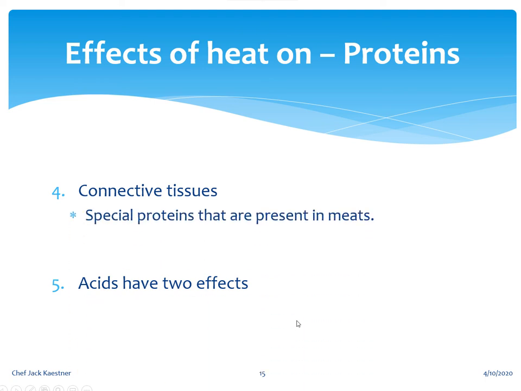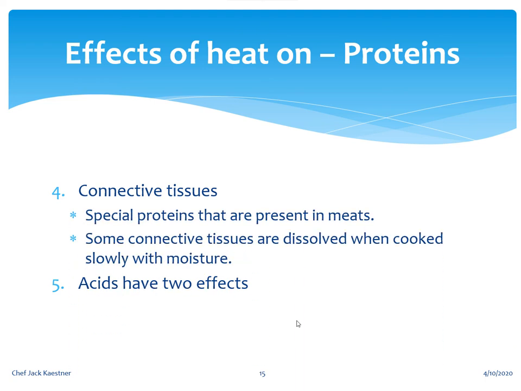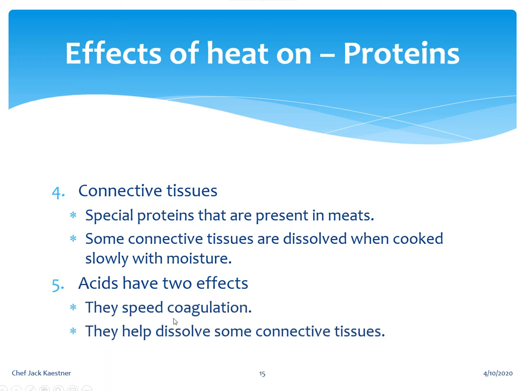Connective tissue, there's special proteins in meats. And again, think of it when you roast a chicken. If you leave the chicken in the pan the next day, there's that, I call it the chicken jelly at the bottom of the pan. And that's really connective tissue that's broken down as the chicken is roasted. But that's what gives your sauces and stocks that viscosity, that texture, is the connective tissue as it's broken down. Acid has two effects. It can speed coagulation, and it can help dissolve connective tissue.